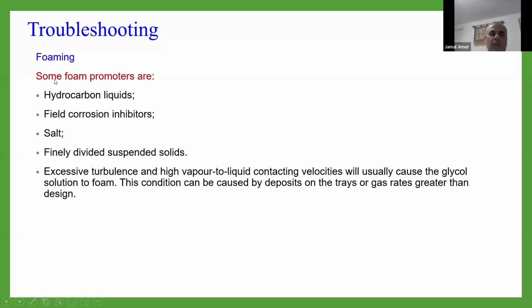What are the main reasons that foam will happen? Some foam promoters are hydrocarbon liquids, if we have any traces of hydrocarbons, any corrosion inhibitor, salts, and finally suspended solids. Excessive turbulence and high vapor-to-liquid contacting velocity will usually cause the glycol to foam. This condition can be caused by deposits on the tray and a gas rate greater than design.